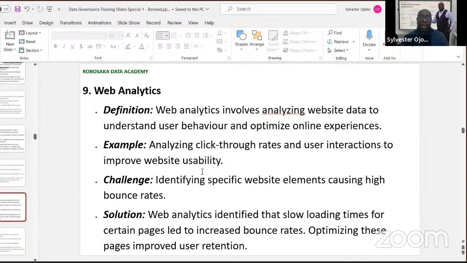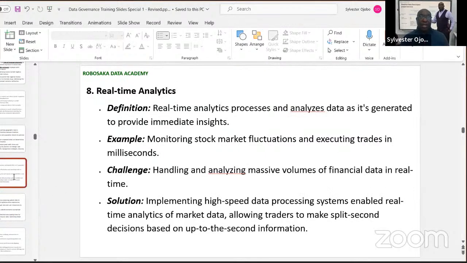So the challenge you may have is identifying specific website elements causing high bounce rates. On that, you have a solution. Web analytics identifies the slow loading times. The same thing I just said earlier: you need a very, very high-speed data processing system.